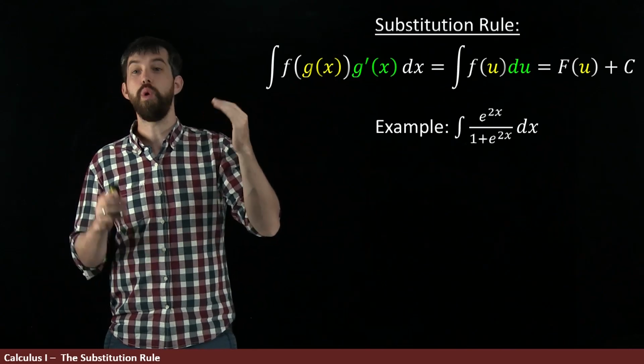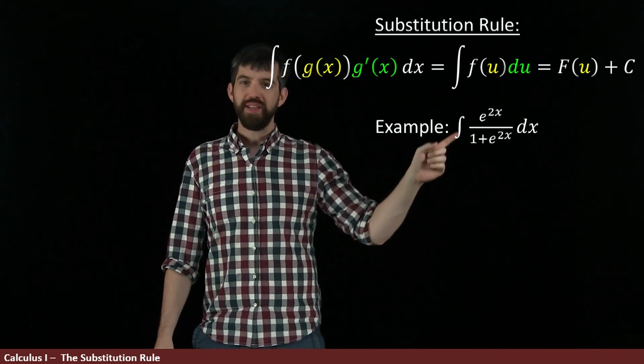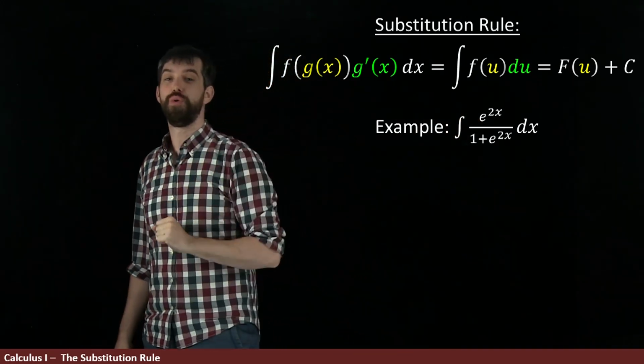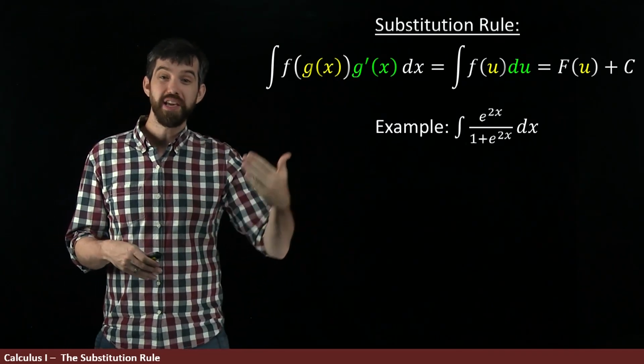All right, let's do one more example. What we have here is now the integral of e to the 2x on the top, all divided by 1 plus e to the 2x on the bottom. So to figure out what's my f here and what's my u.